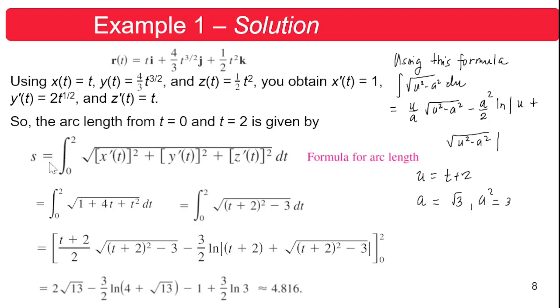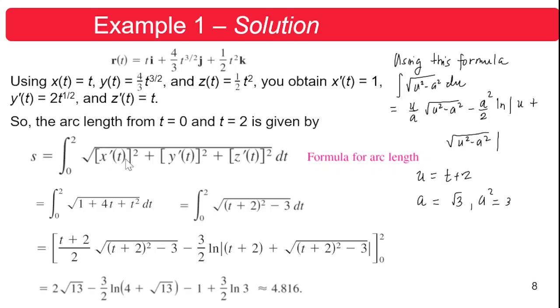And then from the formula for the length of an arc, S is equal to the integral of the square root of the square of the first derivative of the x component, plus the square of the derivative of the y component, plus the square of the derivative of the z component, where t is from 0 to 2.